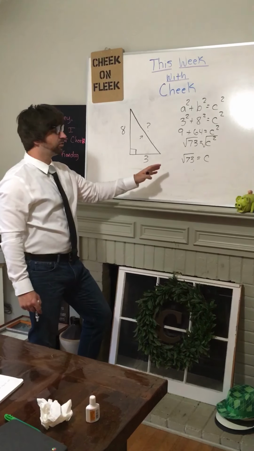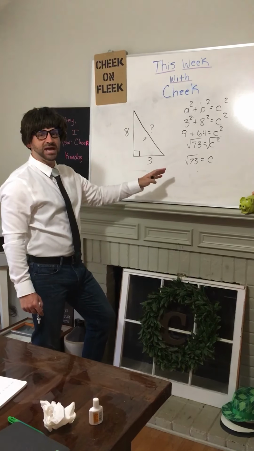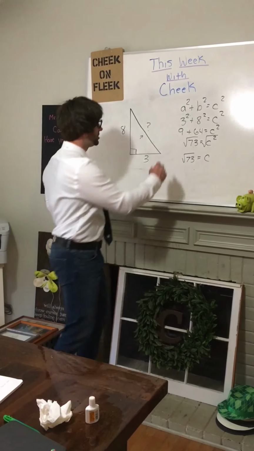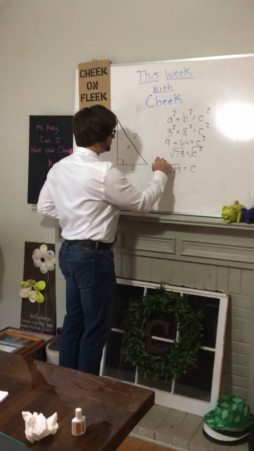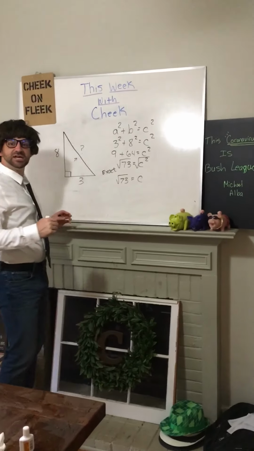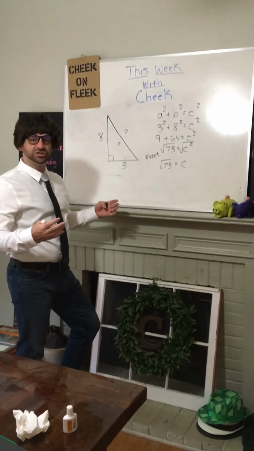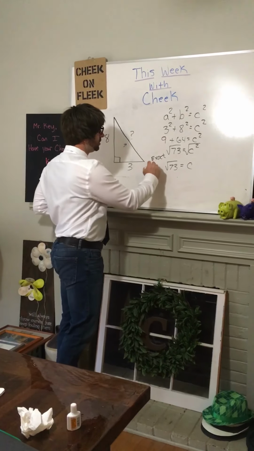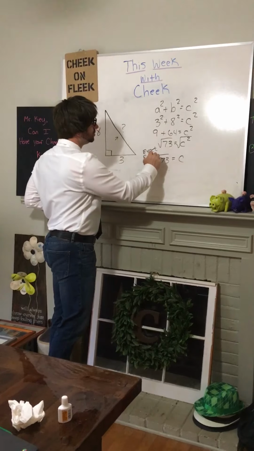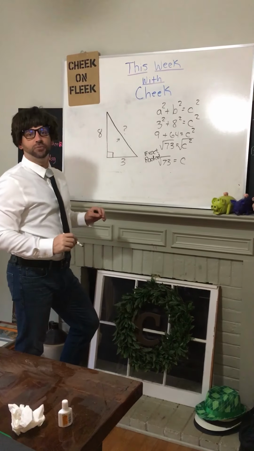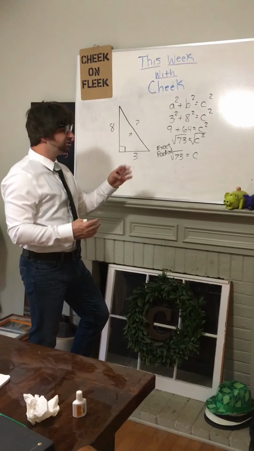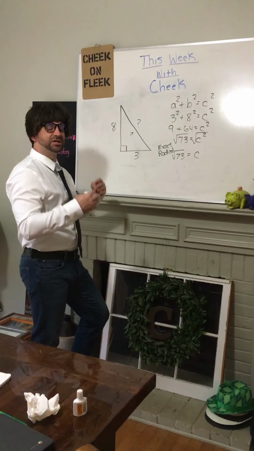Now, there's a couple of different ways in your assignment today you're going to be asked to express your answer. One is an exact answer. If the question says write an exact answer, they want you to leave it inside the square root. This is called radical form. Now, they might also say round it or approximate to the nearest tenth.